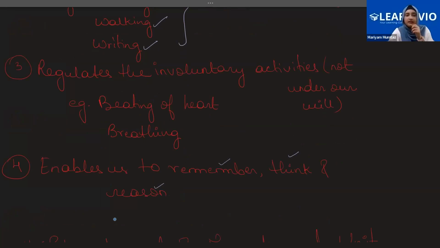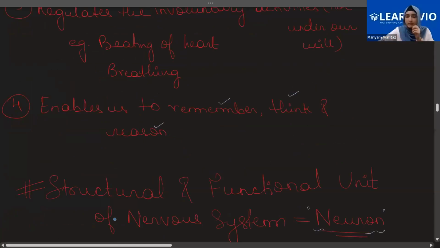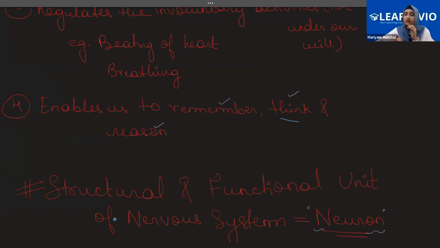Lastly, it enables us to remember, to think, and to reason. You can differentiate what is right and what is wrong because of the nervous system, right? And every one of us has a well-developed nervous system. You know what is right and you know what is wrong. Still, some of you don't switch on your videos, even though you know that it is the right thing to do. Still, you don't use your nervous system well enough.